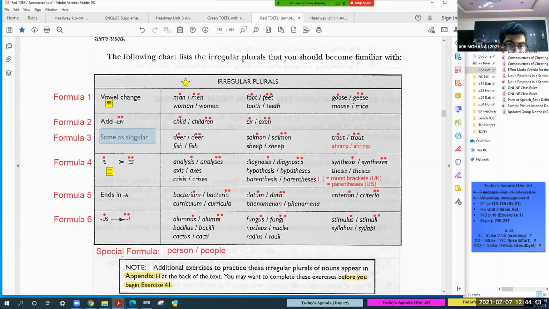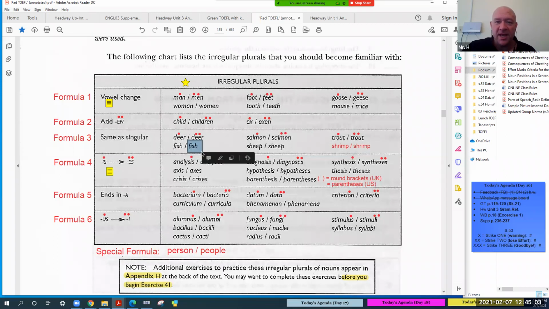Next one, Mohanna, Formula 3. Same as singular. Deer, deer. Fish, fish. Did you know that it's 1 fish or 10 fish, 100 fish, 1,000 fish? Never put an S or ES. Okay. All right.